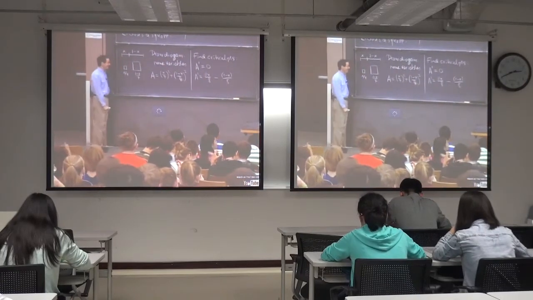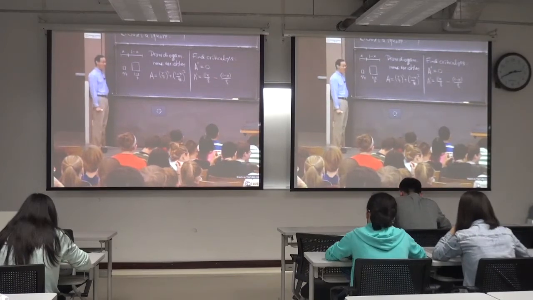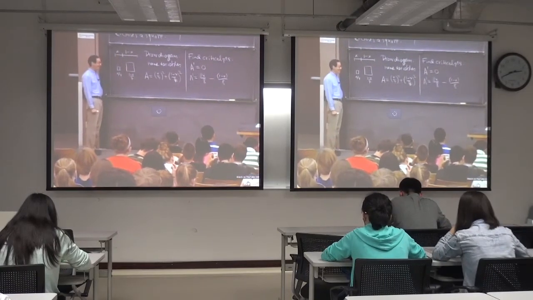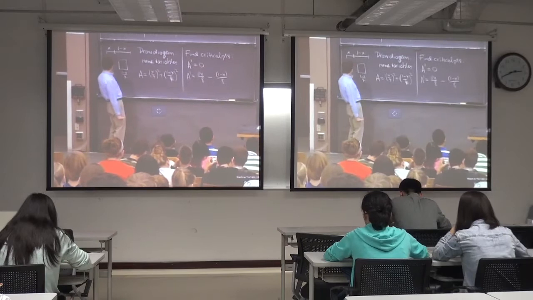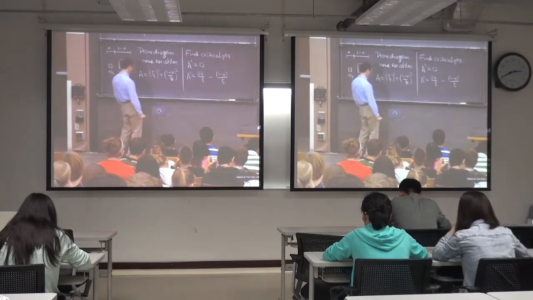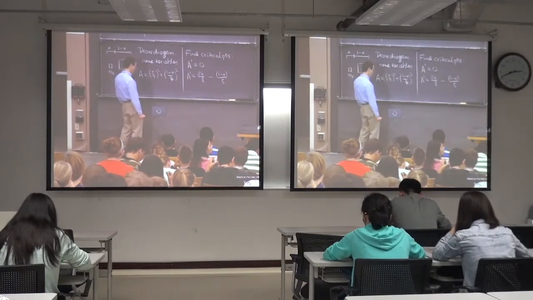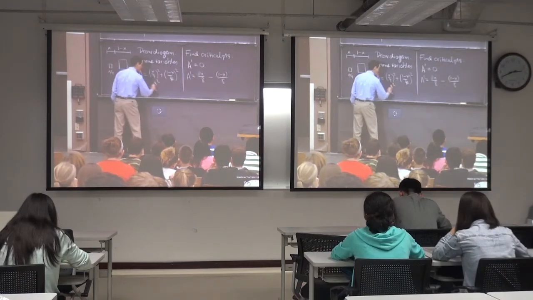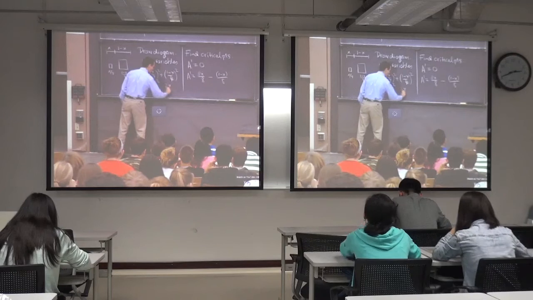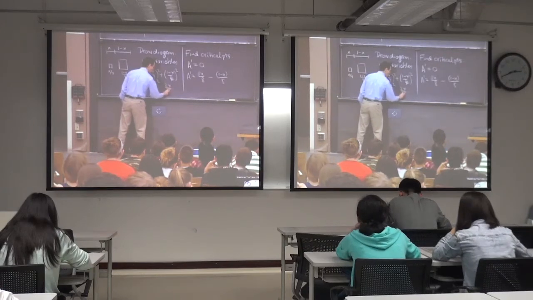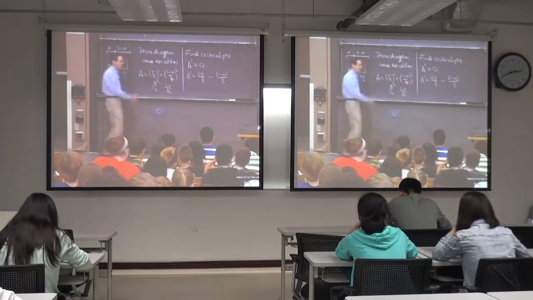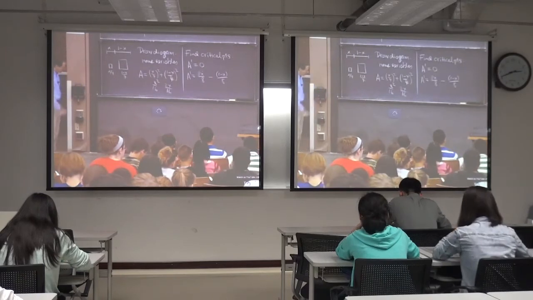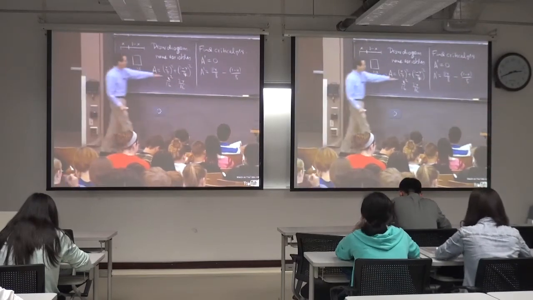Is there a problem? Well, so there's a 1/16 here. This is x squared over 16. And so it's 2x over 16, which is x over 8. All right? Okay. That's okay.